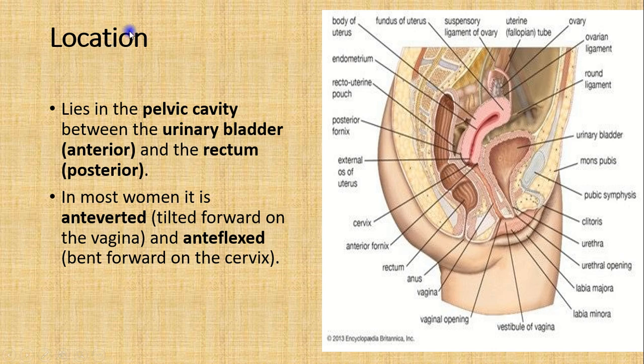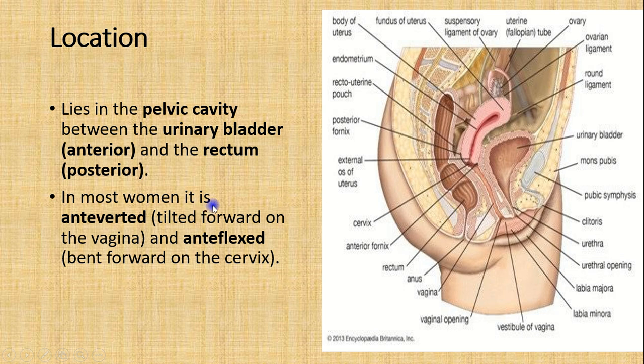So, what is the location of the uterus? The uterus lies in the pelvic cavity between the urinary bladder anteriorly and the rectum posteriorly. So, this is the uterus here, and you can see the urinary bladder anterior to it and the rectum posterior to it.